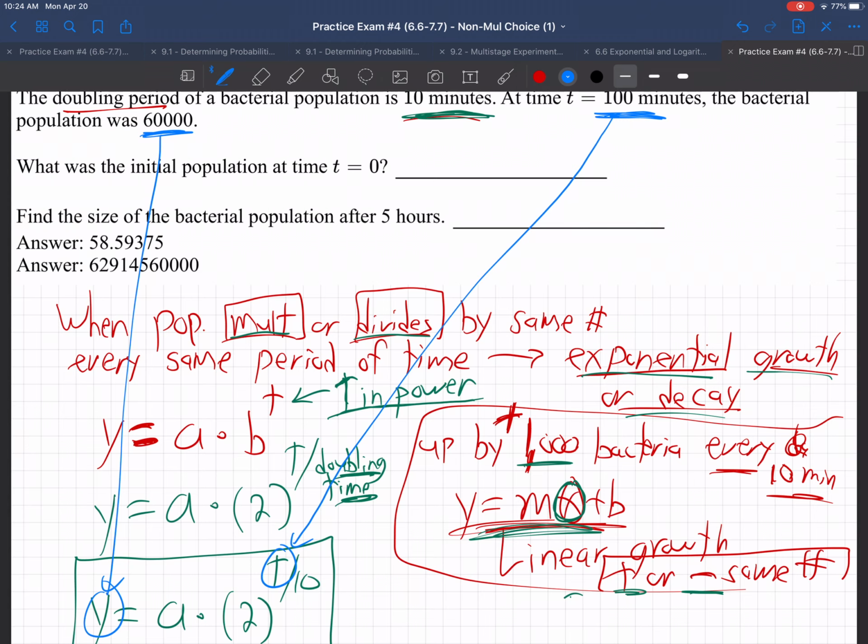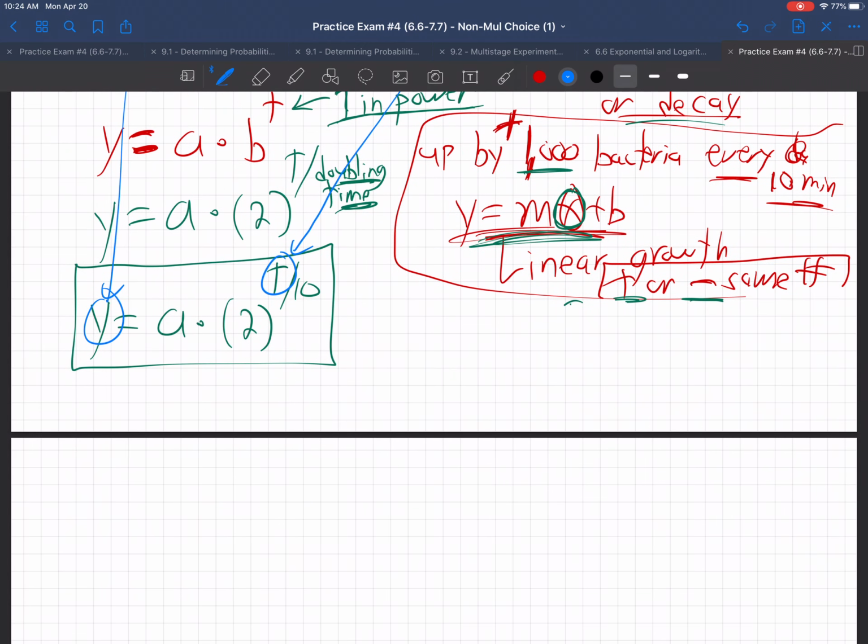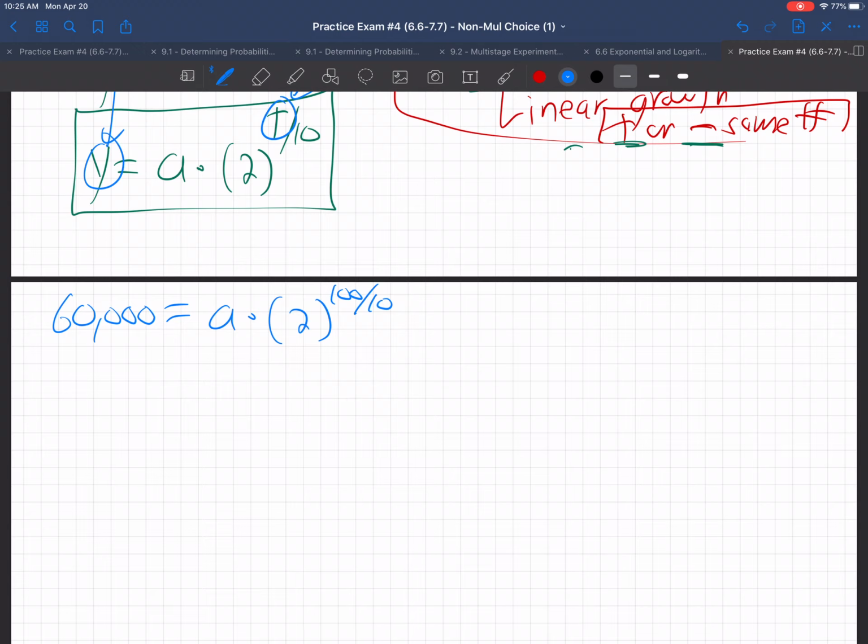At 100 minutes, the population became 60,000. So 60,000 at 100 minutes. When time is 100, the y, which is the population, becomes 60,000. Now, solve for a. A, by the way, is always the starting amount, the starting population.